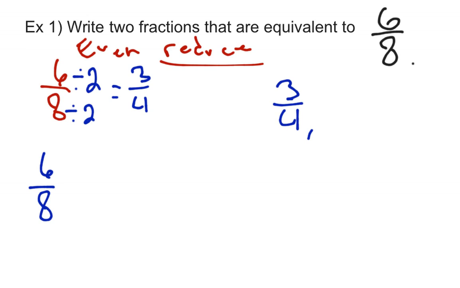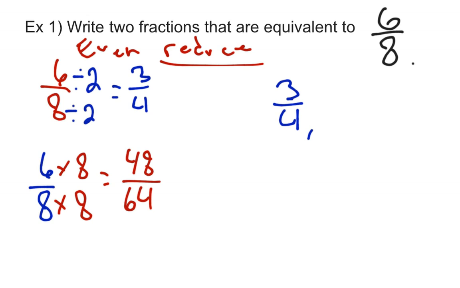And really you can pick any single number that you want. So let's just say that I choose to pick, well, let's multiply by 8 here. 6 times 8 is 48. But the rule is whatever I do to the numerator, I have to do to the bottom. So I have to do 8 times 8 on the bottom, which gives me 64. So 6/8 is also equivalent to 48 over 64.